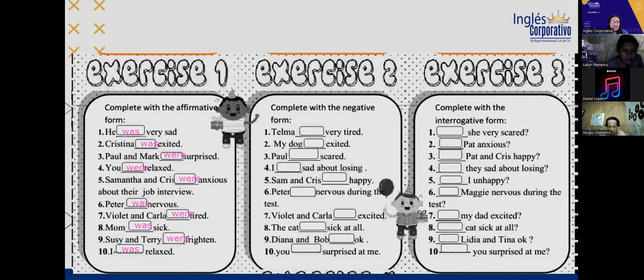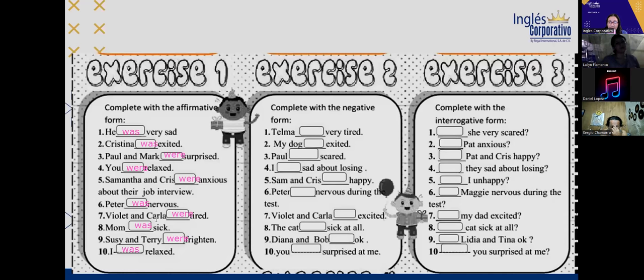I was relaxed. Okay. He was very sad. Christina was excited. Paul and Mark were surprised. You were relaxed. Samantha and Chris were anxious about their job interviews. Peter was nervous. Violeta and Carla were tired. Mom was sick. Susie and Terry were frightened. And I was relaxed. ¿Hay alguna palabra que desconozcan?